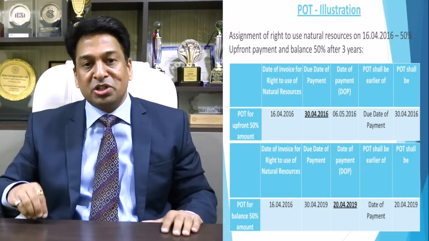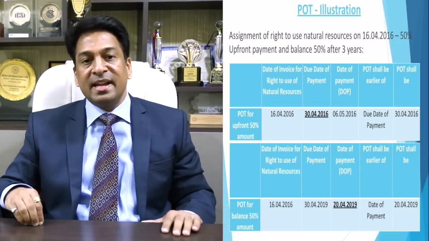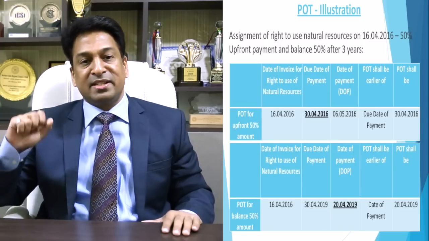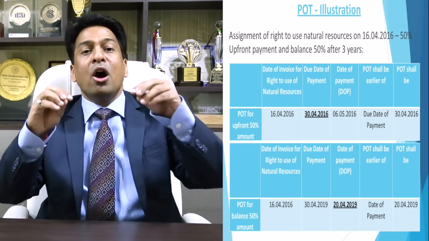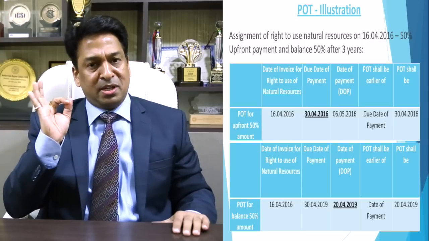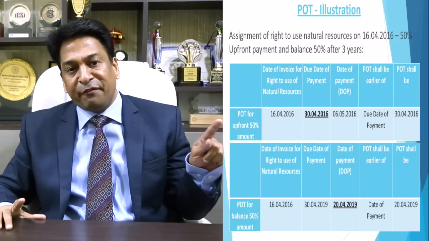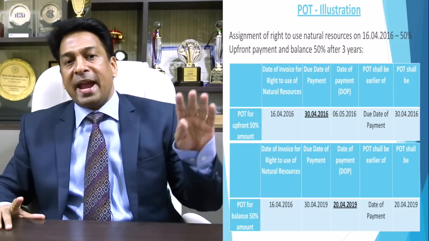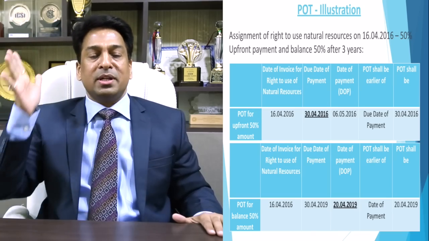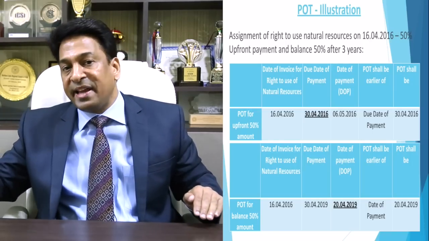Today I am on 16th April 2016, being government providing service of assignment of right to use natural resources to a business entity, and I am raising an invoice today on 16th April for the first upfront payment of 50%, which is due on 30th April 2016, and the balance 50% got deferred and is to be paid after 3 years. Let's say it is due now on 30th April 2019. Let's decide the POT for upfront payment and deferred payment.